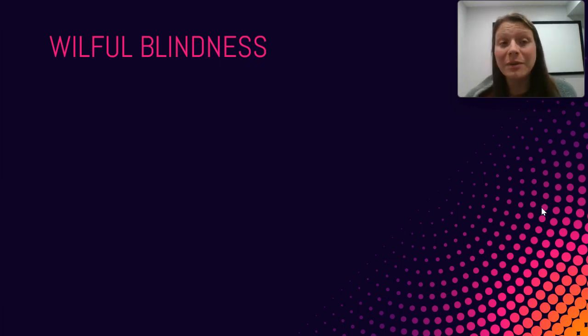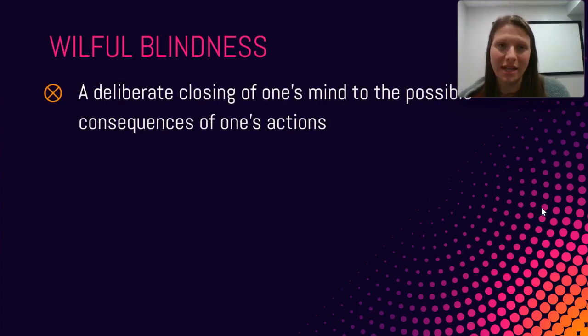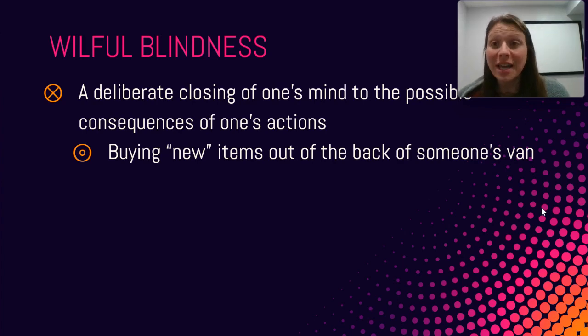Okay. And then finally, last but not least, if knowledge didn't work, if criminal negligence didn't work, if recklessness didn't work, then we look to willful blindness. You see the word blindness there, and willful being your choice. So that's choosing to not acknowledge signs that might make you aware that something isn't right. So the deliberate closing of one's mind to the possible consequences of your actions. Okay. So, for example, if you were walking down the street and somebody comes up to you and opens the trunk of their car and says, oh, look, I have all these Louis Vuitton purses and they're $10 each. Do you want one?